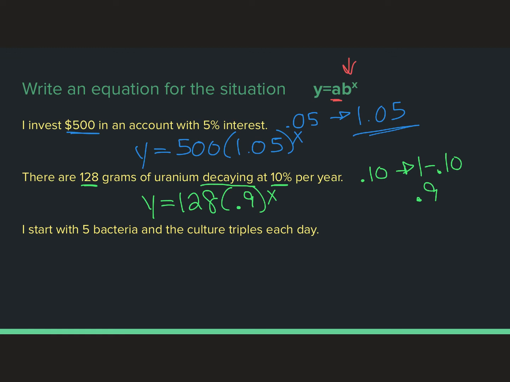And our last example: I start with 5 bacteria. The culture triples each day. So here's my starting point. y equals 5 times, culture triples, triple means times 3, so 3 to the x. Okay, so go ahead and try these on your own, and I will see you in class.